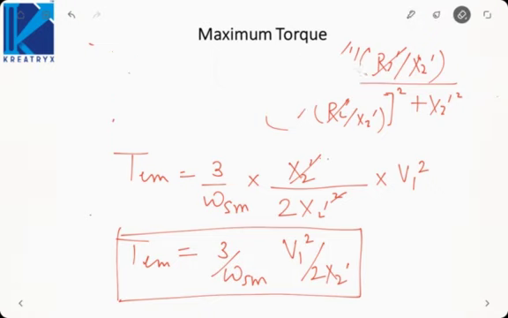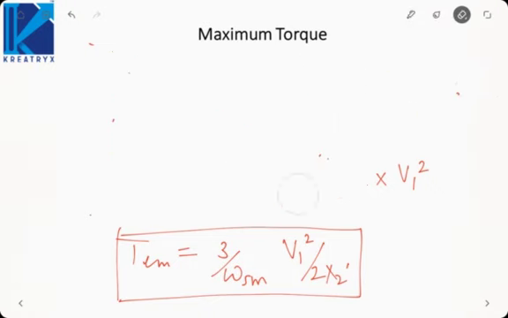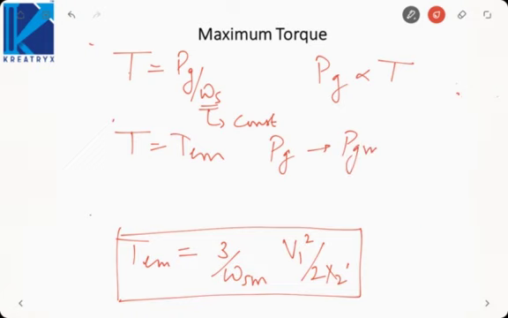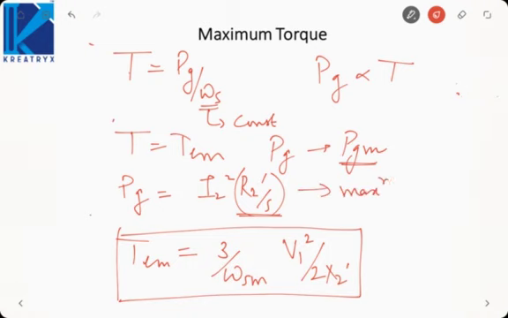Now we derived the torque using one expression, or there is one relation that relates air gap power and torque. Torque is equal to air gap power by omega s, which is constant. So air gap power is directly proportional to torque. So if torque is equal to TEM, air gap power will also be maximum, PGM. Now air gap power is equal to I2 square into R2 dash by S. That is the power across R2 dash by S. So we can derive it using maximum power transfer. How we can do that?